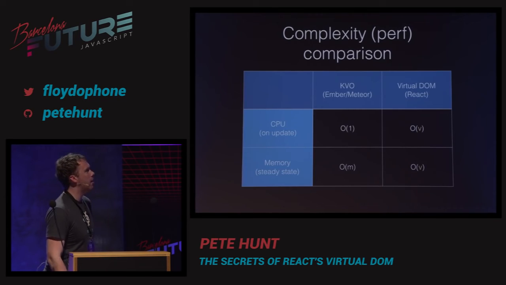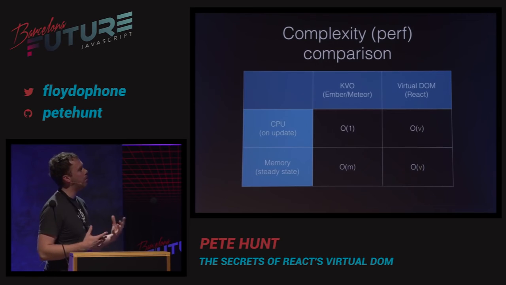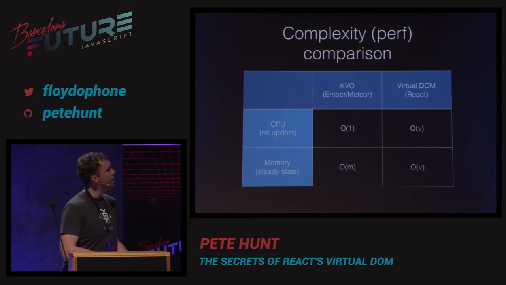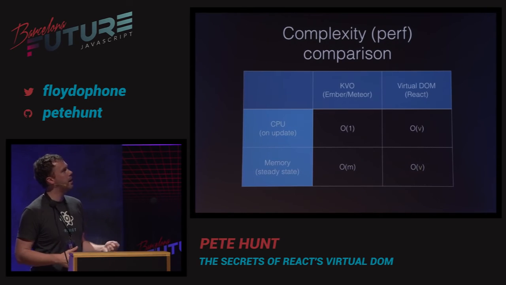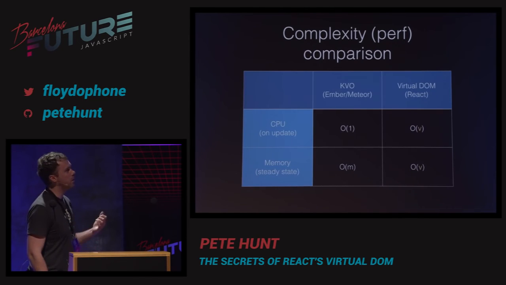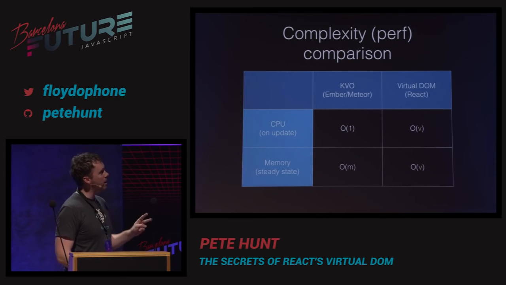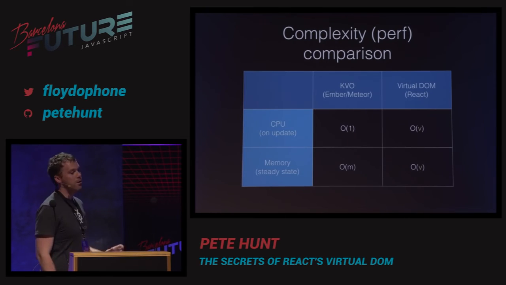So if we were to break it down in kind of a hand-wavy way with big O notation, you would see that KVO can update in constant time. Virtual DOM updates in linear time as a function of v. But one of the big differences here is memory usage.